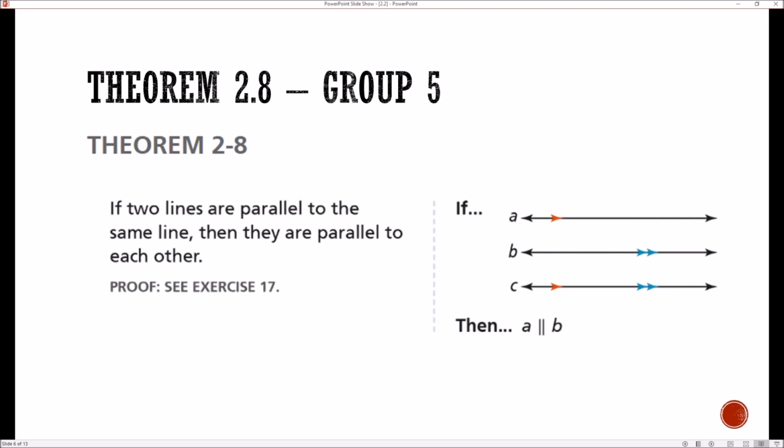There's so many examples of this in the real world that you can see. Why it doesn't have a name, I don't know. We can call it whatever you want, like I said earlier, but just keep in mind, if 2 lines are parallel to the same line, then they are parallel to each other.